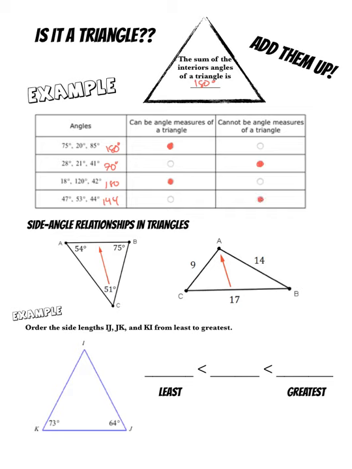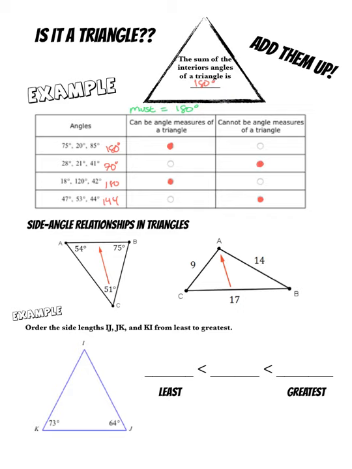All right, so remember, the angles must equal 180 degrees. If the 3 angles do not equal 180 degrees, it is not going to be a triangle. It is impossible to draw that. All right, let's look at the next piece.